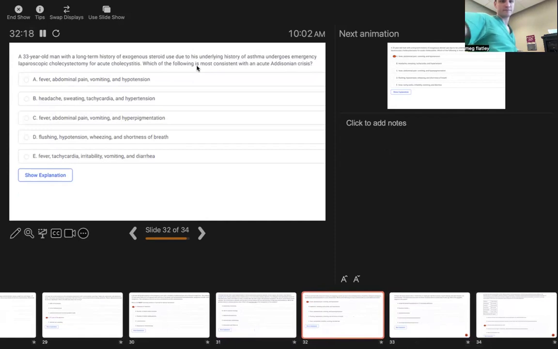Next one. A patient with underlying history of asthma presents to the emergency room with cholecystitis, followed by what looks like acute adrenal crisis. Yep. That makes sense. Any questions? So C would be found, and B is not right for the potential.